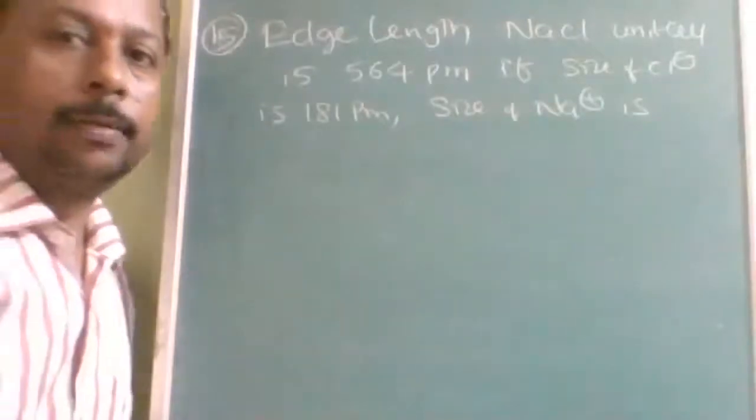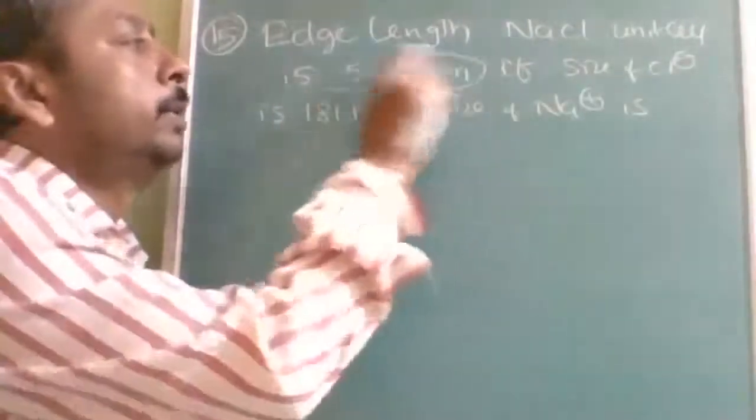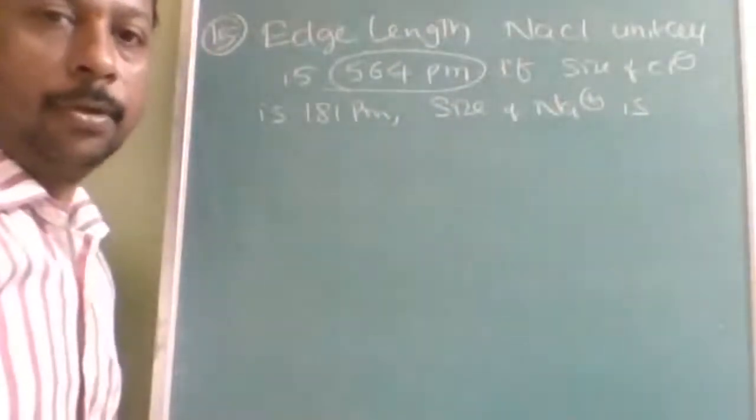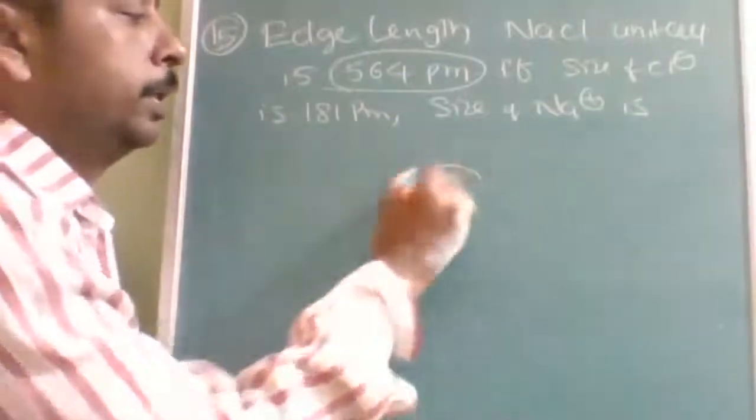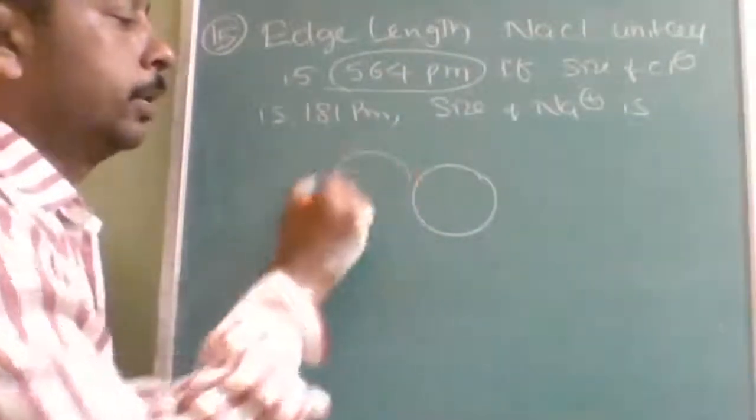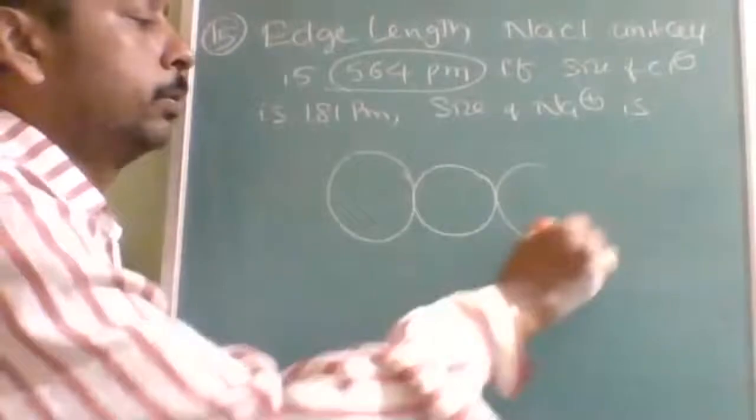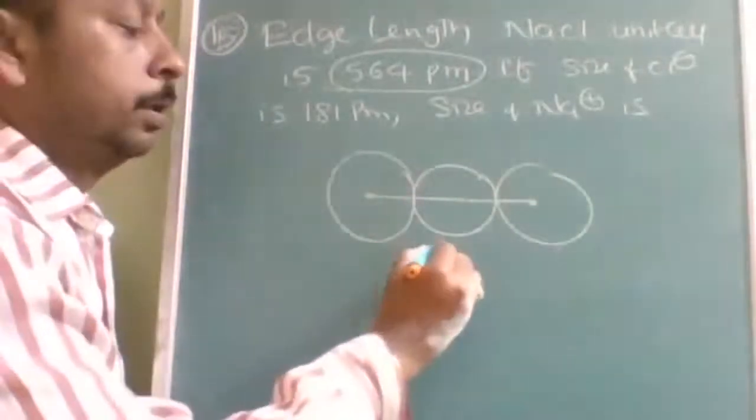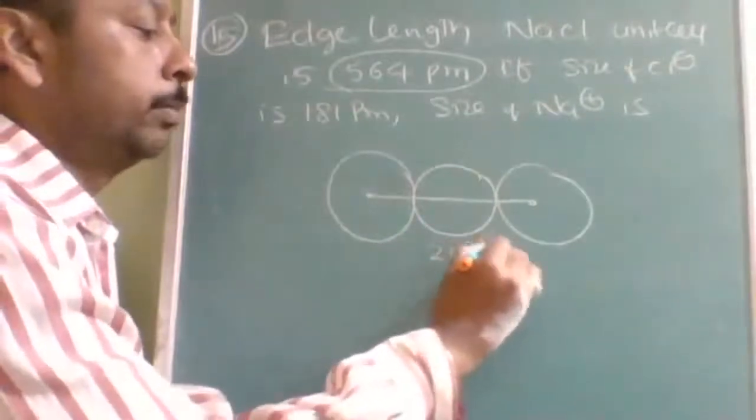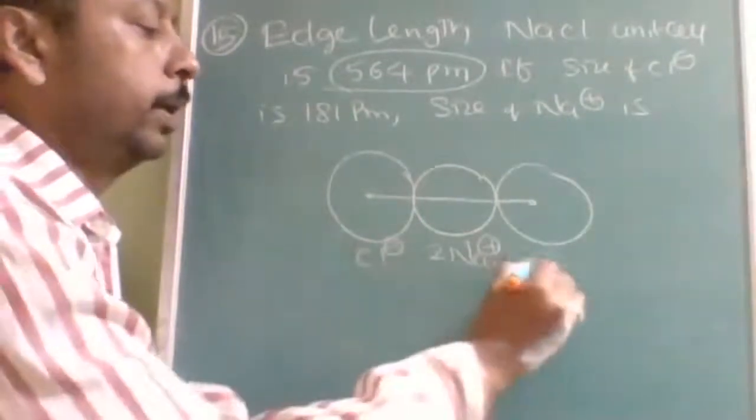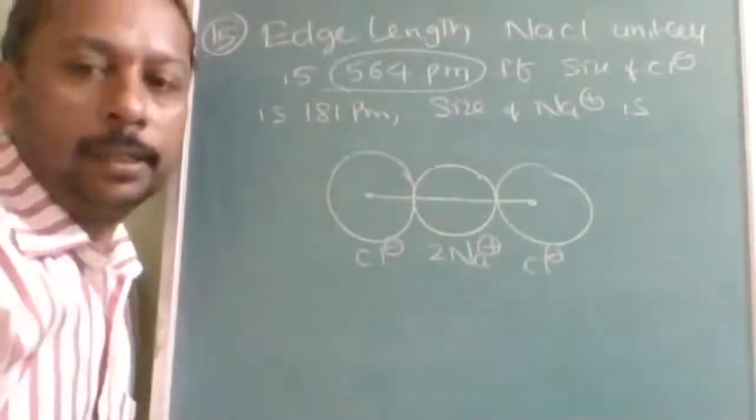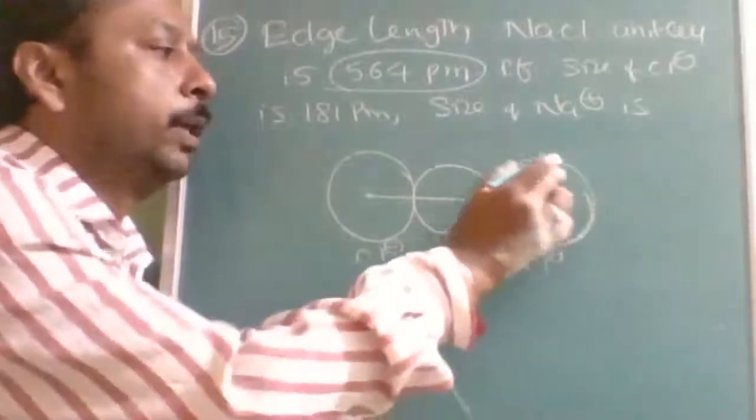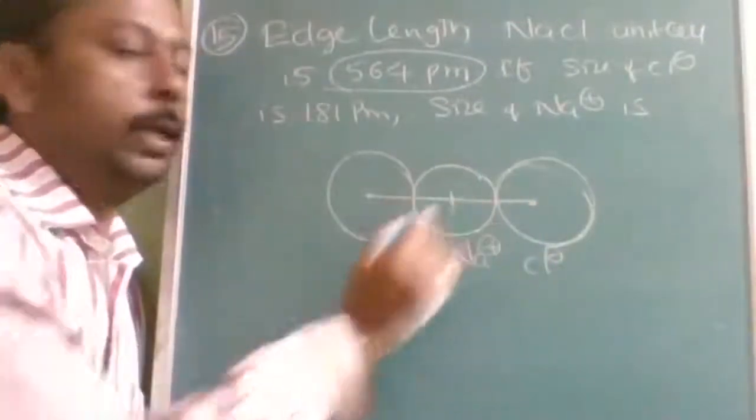Here it is given complete NaCl edge length is 564 and size of Cl minus is given, size of Na plus you have to find out. Okay. In NaCl each edge will be like this. Okay. This is chlorine, and edge center will be occupied by sodium. Okay. This is 2 radius of sodium, 1 radius of chlorine, 1 radius of chlorine.